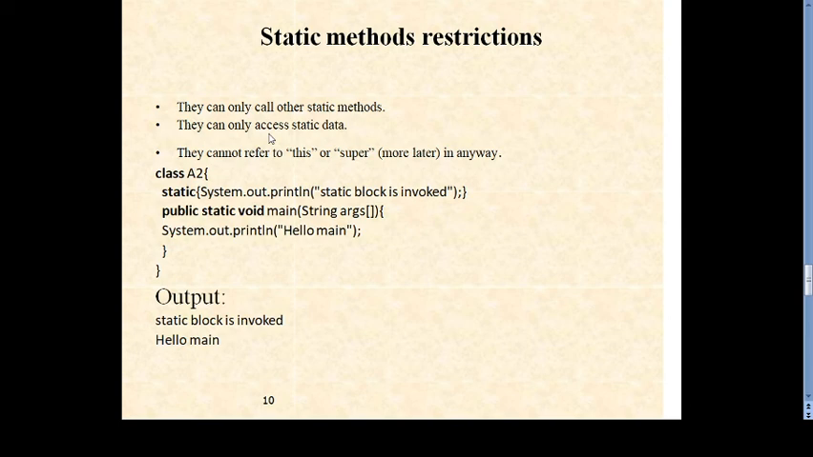There are a few restrictions on static methods. They can only call other static methods. They can have access to static data only, and we cannot refer to this and super inside a static method. We can also have static blocks. This block is prefixed with static. These blocks are invoked before the main method is called.